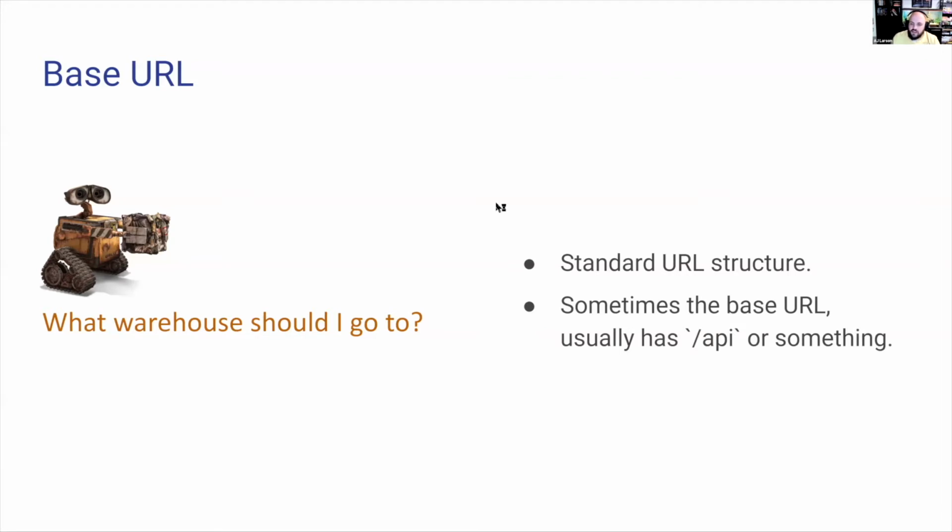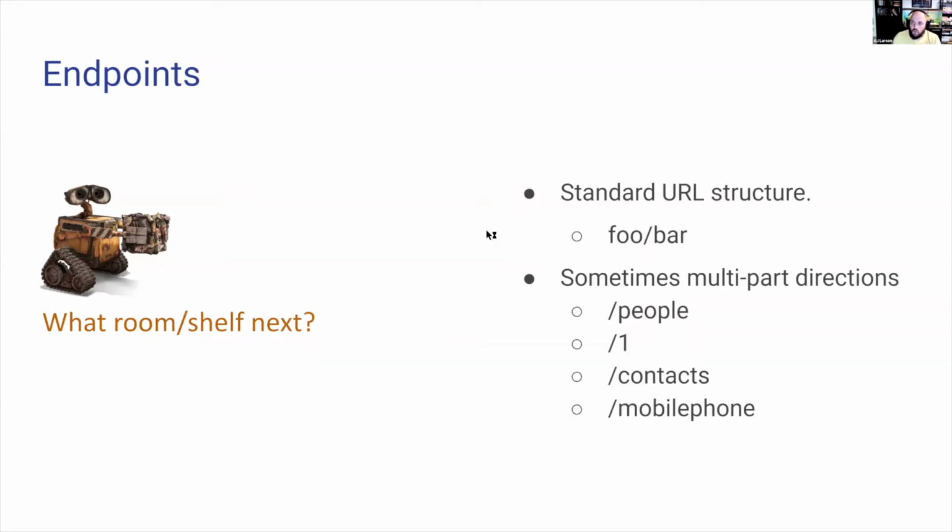But hey, all right. So there's going to be some kind of identifier sometimes, but it really is just a basic URL. And that's going to tell Wally where he needs to go, what warehouse he needs to end up in. Well, he's in a warehouse. What shelf, what room, what area, whatever. Like, how does he navigate?